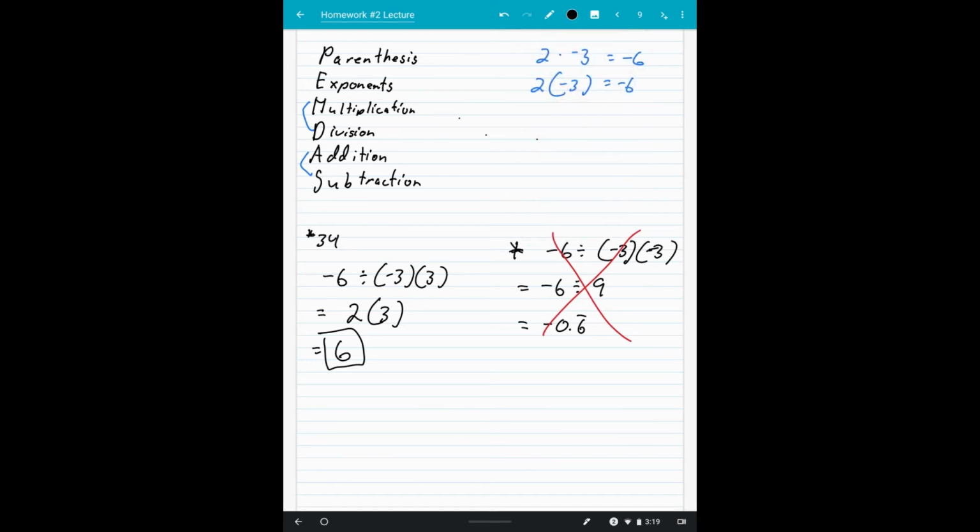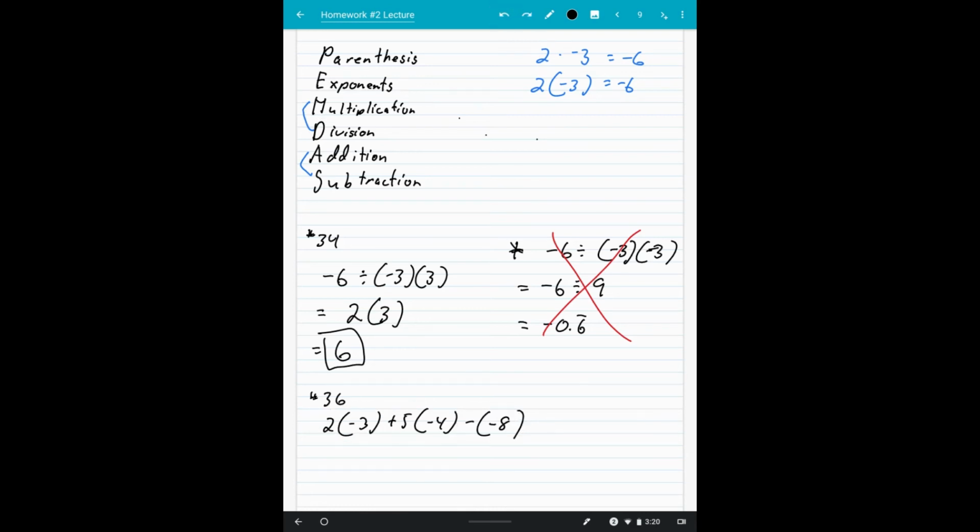Let's do number 36. This one says 2 times negative 3 plus 5 times negative 4 minus negative 8. Let's examine PEMDAS again. We don't have any parentheses. No exponents are seen. I'll explain what exponents are in a second when we find one. We do have multiplication, addition, and subtraction. So according to PEMDAS, we have to do multiplication first because we see it here, here, and here.